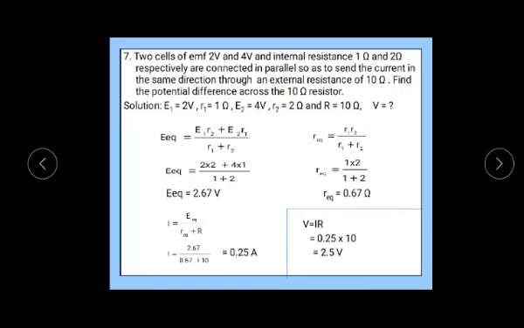Based on current electricity, you can solve a number of problems. You can practice the problems so that you will be confident in solving them.